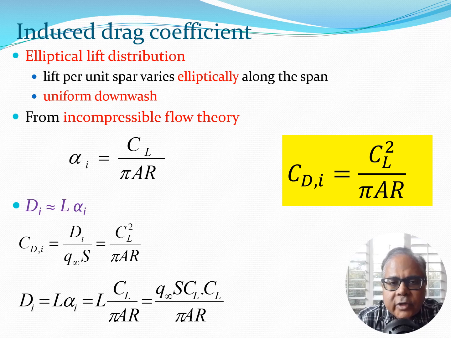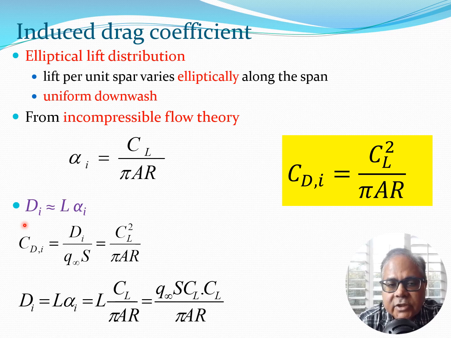So now we are going to take recourse to some equations which have been derived before for us, and again, if you are more interested in these, you can refer to some books where they discuss the incompressible flow theory. So we will see in incompressible flow theory that if you have an elliptical lift distribution, that means the lift per unit span would vary elliptically along the span, then you would get uniform downwash, and in that kind of situation alpha I is CL by pi AR, where AR is the aspect ratio of the wing. So this is an important relationship which we are going to use today to derive an expression for induced drag.